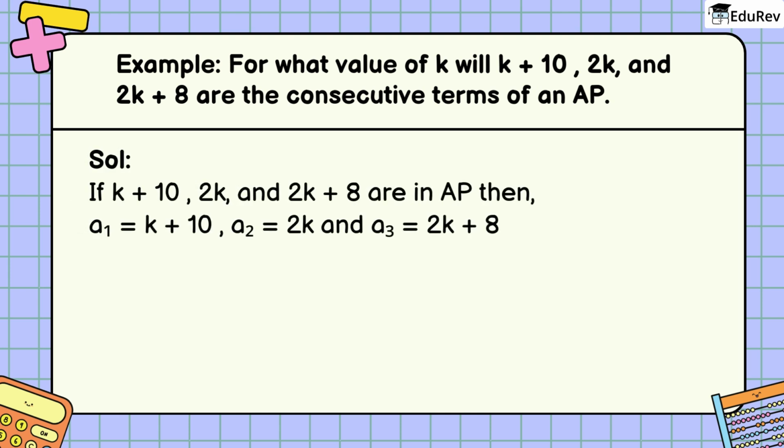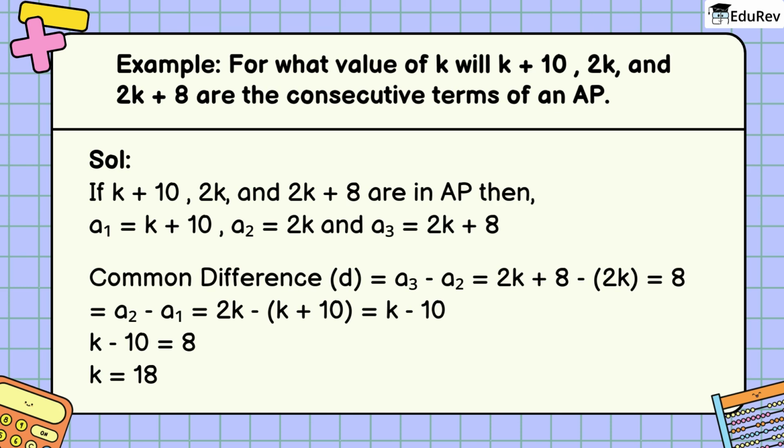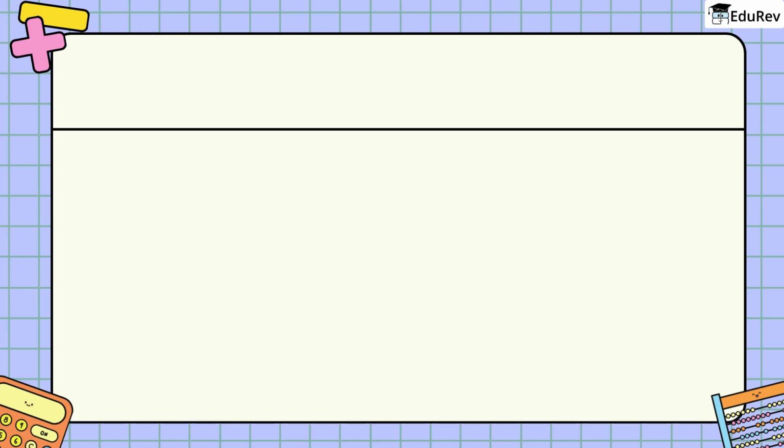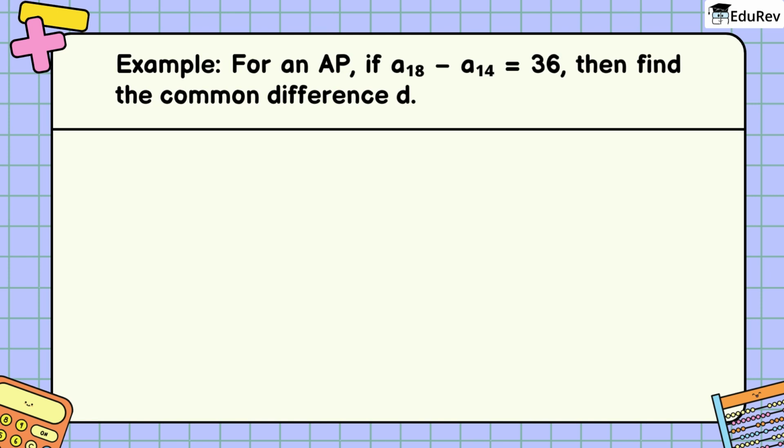Here, a1 is equal to k plus 10, a2 is equal to 2k, and a3 is equal to 2k plus 8. The common difference, d, can be calculated as a3 minus a2 is equal to 2k plus 8 minus 2k is equal to 8, and a2 minus a1 is equal to 2k minus (k plus 10) is equal to k minus 10. Setting these equal gives us the equation k minus 10 is equal to 8, which gives us k is equal to 18.